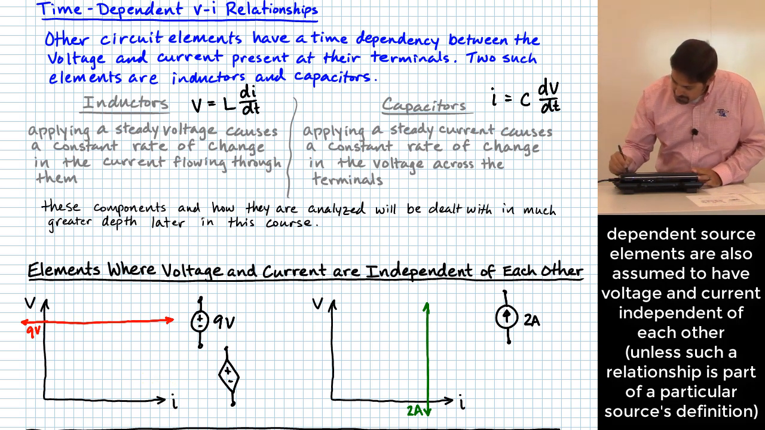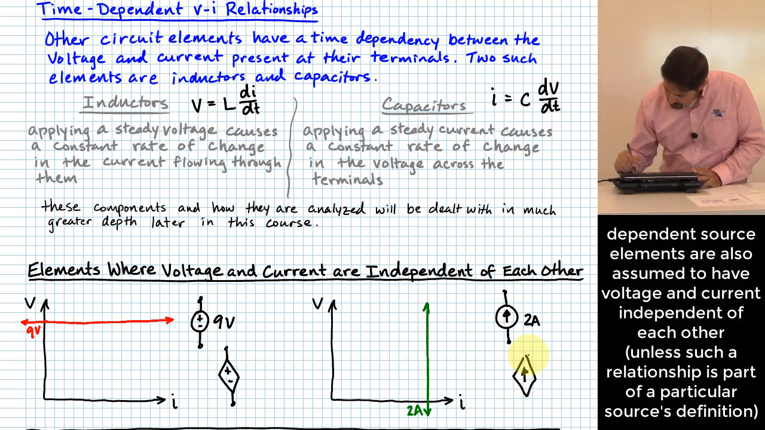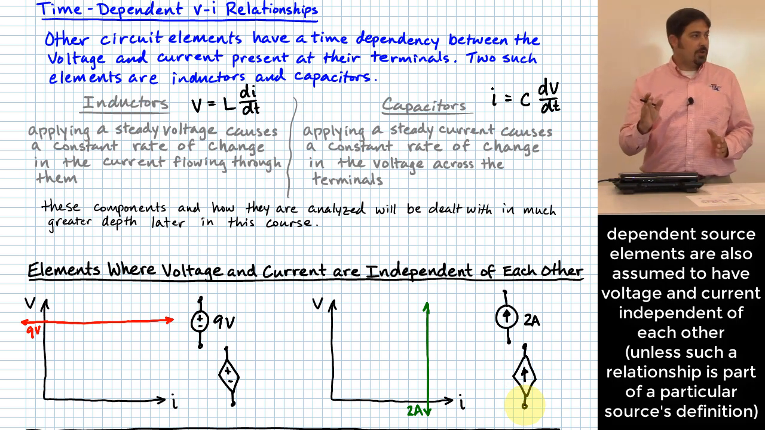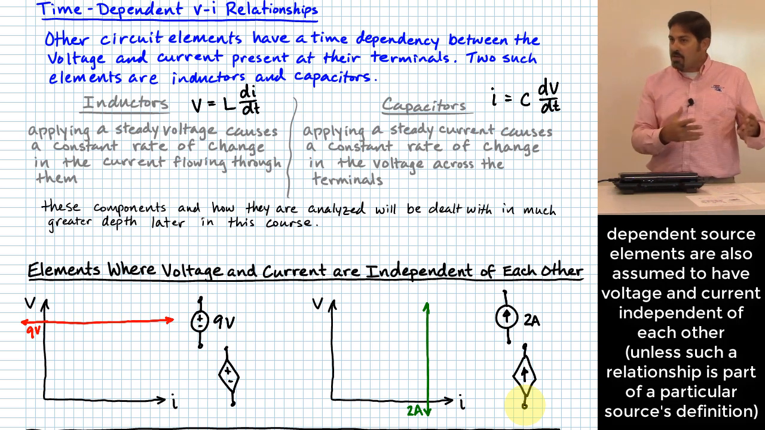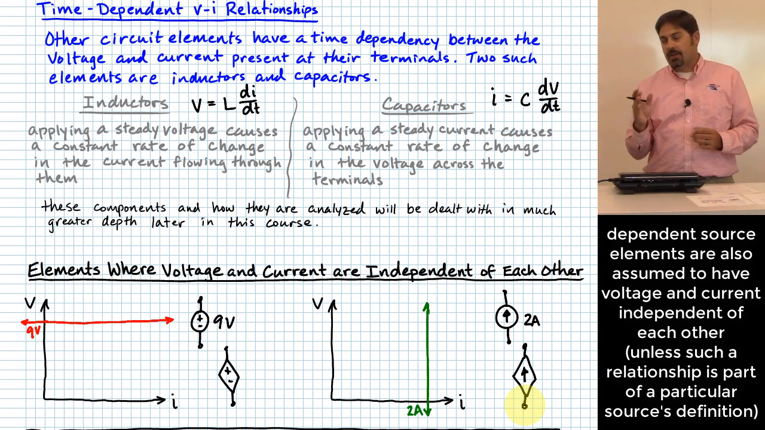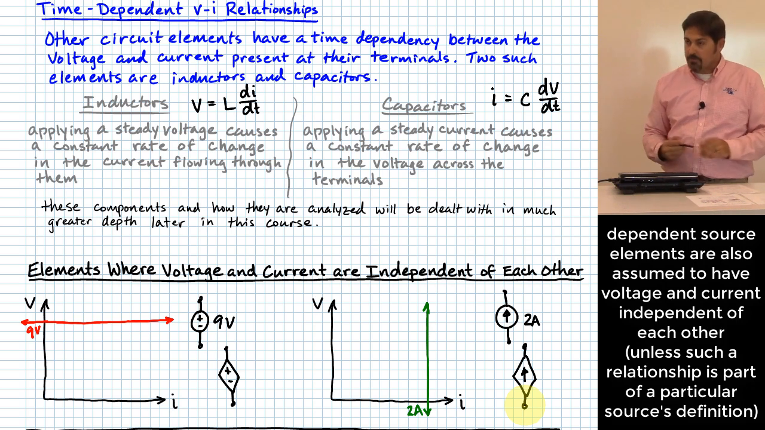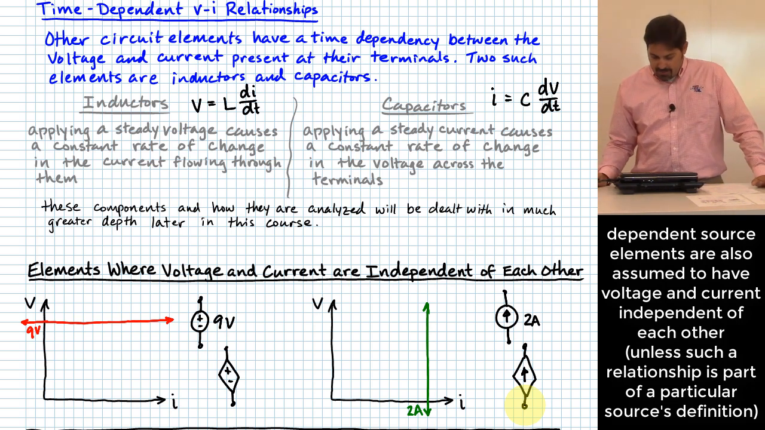What about a dependent current source? Is it dependent on its own voltage by default? No, again, it pushes the current that it will push based on the equation that you set up for that dependent current source, but it's not by default going to be dependent on the voltage that goes across that source. All right, questions yet?